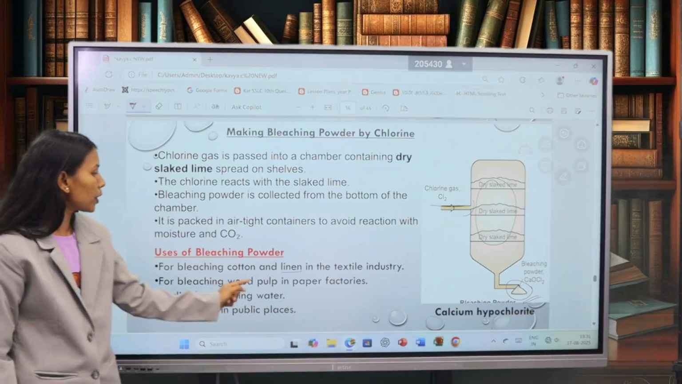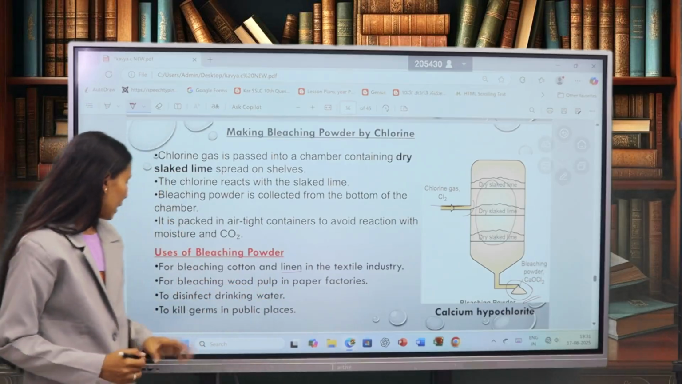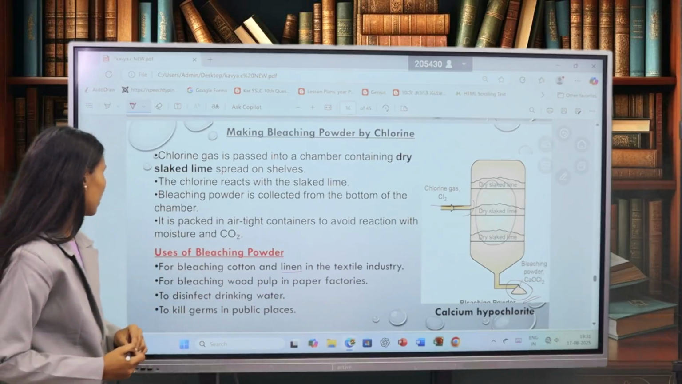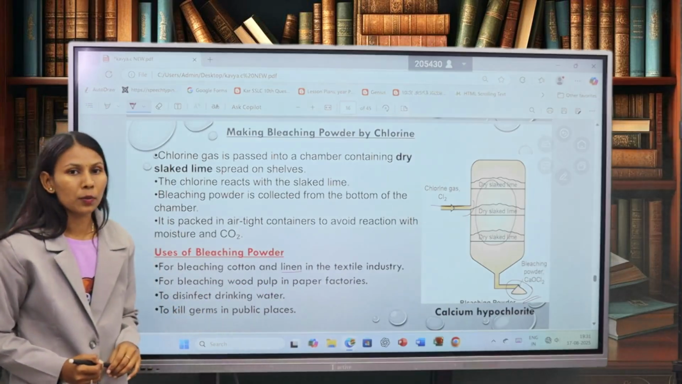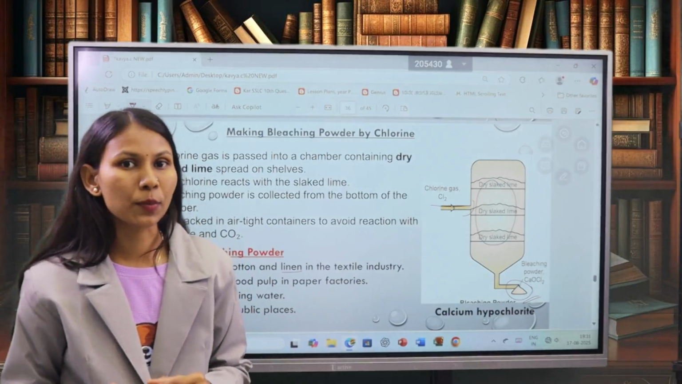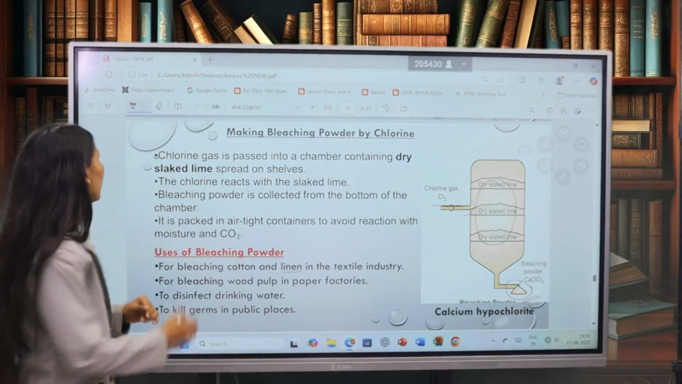For bleaching wood pulp in the paper factories, to disinfect drinking water as well, and to kill germs in public places. These are the uses of the bleaching powder. So let's go to the next.